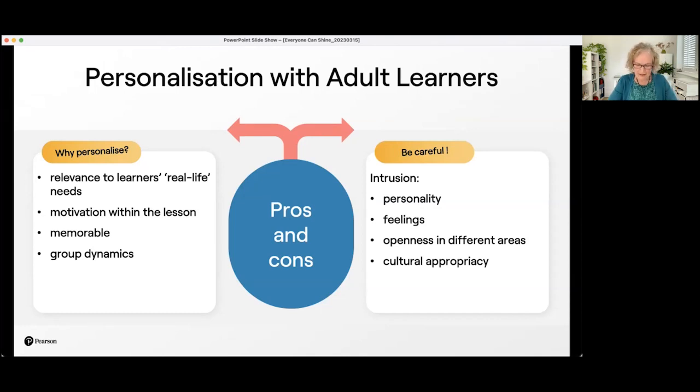Openness in different areas. I might be very happy to talk about my knowledge, but I don't want to talk about certain parts of my experience. I could be very happy to talk about my experience, but not about my fundamental, deeply held beliefs. And I think we need to be quite sensitive to which areas the learners are happy to talk about in themselves or their lives. I usually give my learners the option of just saying pass. And I say, it's fine in class, just say pass if you don't feel happy talking about that.